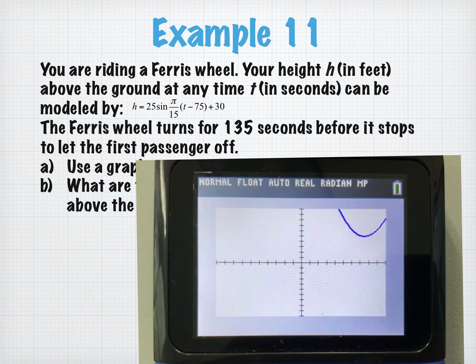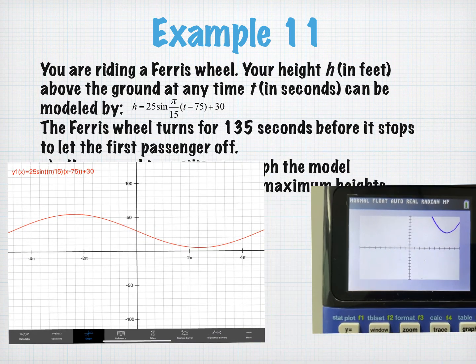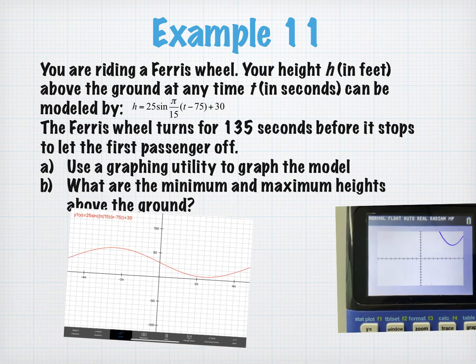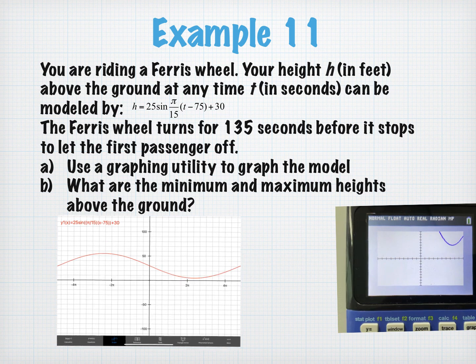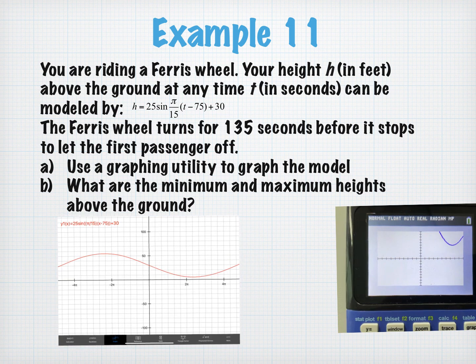So I'm going to do it on the app because it's so much easier to zoom out on the app. But just know that you can. Okay, so think about how you could have understood your graph before you even knew to pinch and zoom out, right? First of all, it says the Ferris wheel, blah, blah, blah. It says use the graphing utility to graph the model. We did that. What are the maximum and minimum heights above the ground?